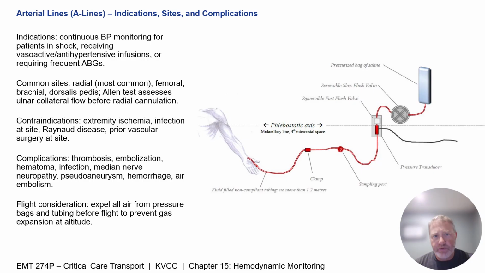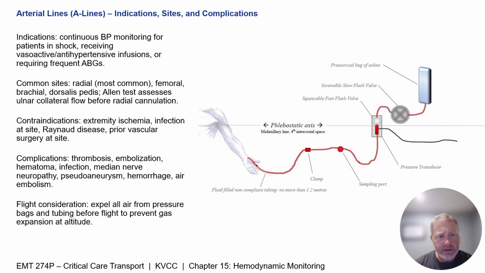However, all arterial cannulation carries risks such as thrombosis or bruising, ischemia, bleeding, infection, embolization, so emboli, and waveform artifacts once it's in. In air medical transport, air must be removed from the tubing and pressure bags because expansion at altitude can worsen artifact and create some pretty significant safety risks. Arterial line management is not passive. Accuracy and safety depend on careful setup and monitoring.